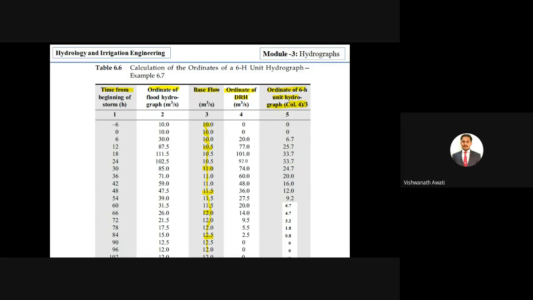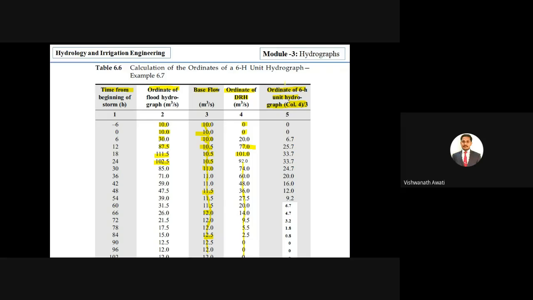Then we have to get the ordinates of the direct runoff hydrograph by subtracting base flow from the ordinates of the flood hydrograph. That means we get column 4 by subtracting column 3 from column 2. So the first one is 10 minus 10, 0; 10 minus 10, 0; 30 minus 10, 20; 87.5 minus 10, 77.5; 111.5 minus 10.5, 101; 102.5 minus 10.5, 92. Similarly, by subtracting base flow from the ordinates of the flood hydrograph, we will get these values.